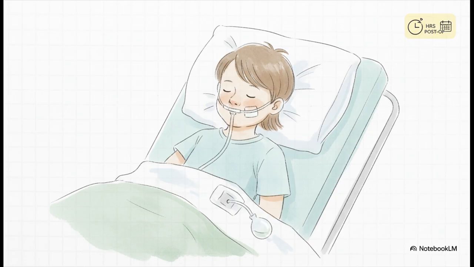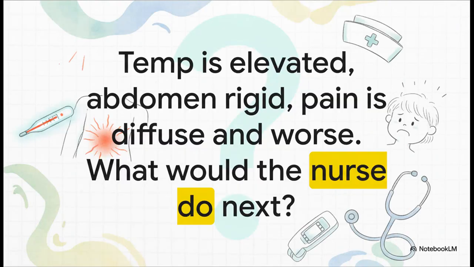The child has an NG tube in and a surgical drain. All of a sudden, you notice the child's temperature is climbing, their belly is getting hard and rigid, and their pain is getting worse and spreading everywhere. Based on everything we've talked about, what major complication do you think is happening, and what is your immediate priority as the nurse? What do you need to assess? What do you need to do? And who are you calling stat?